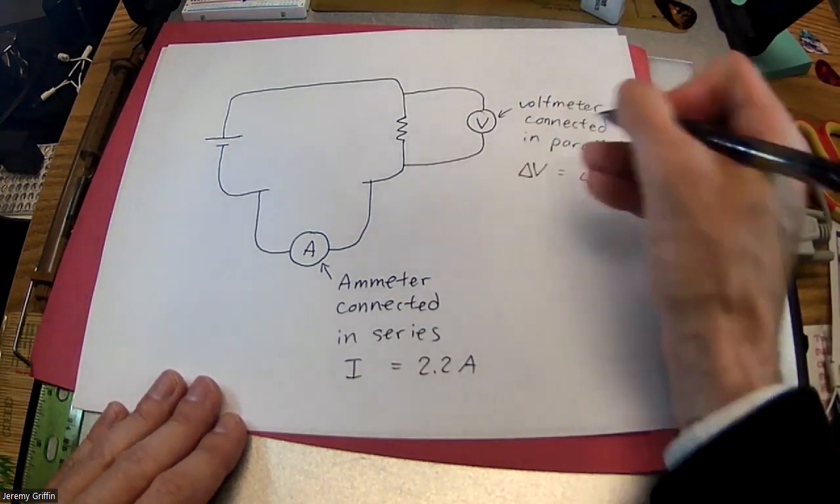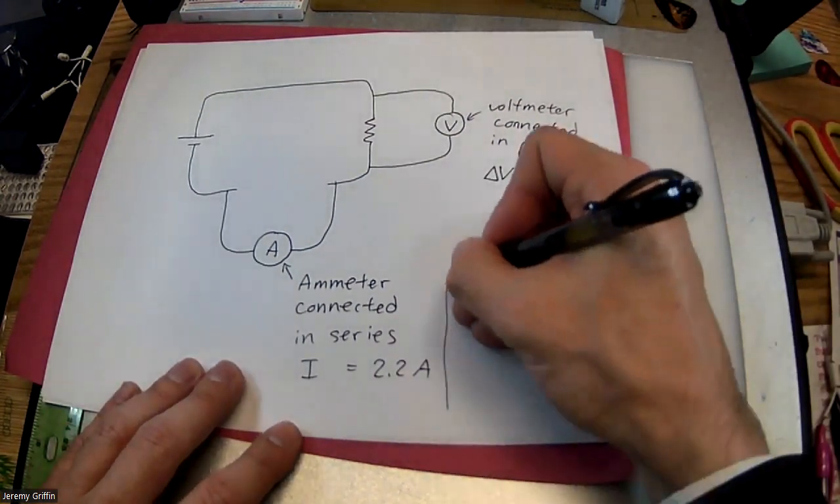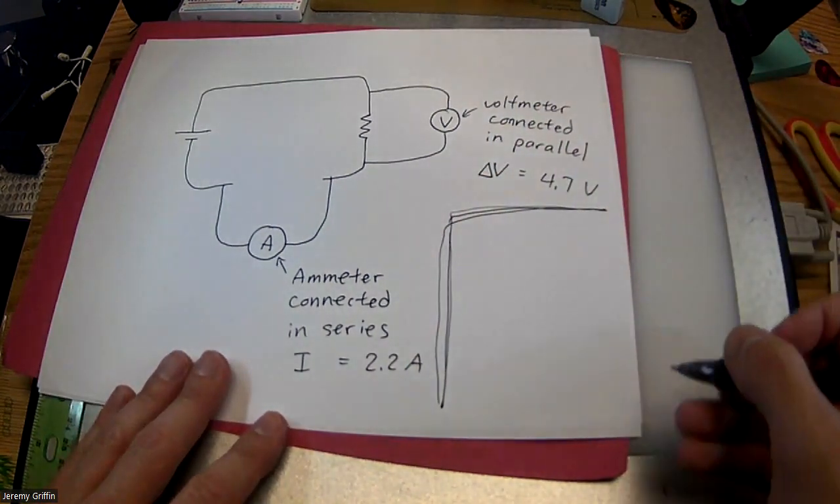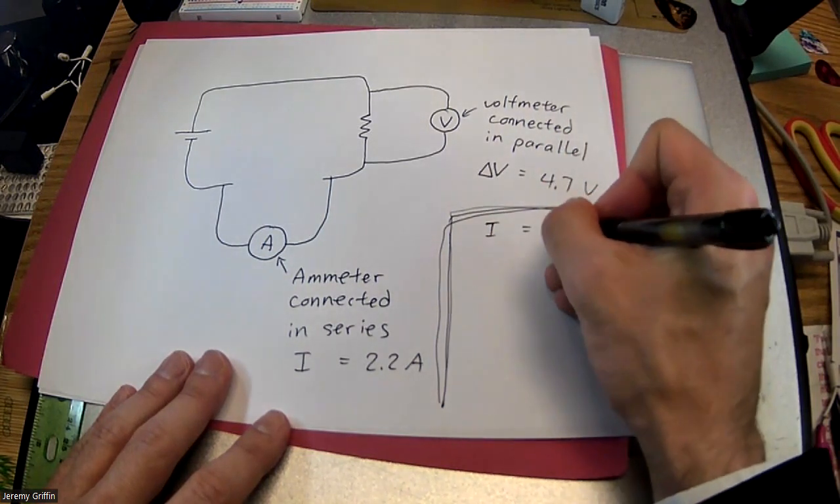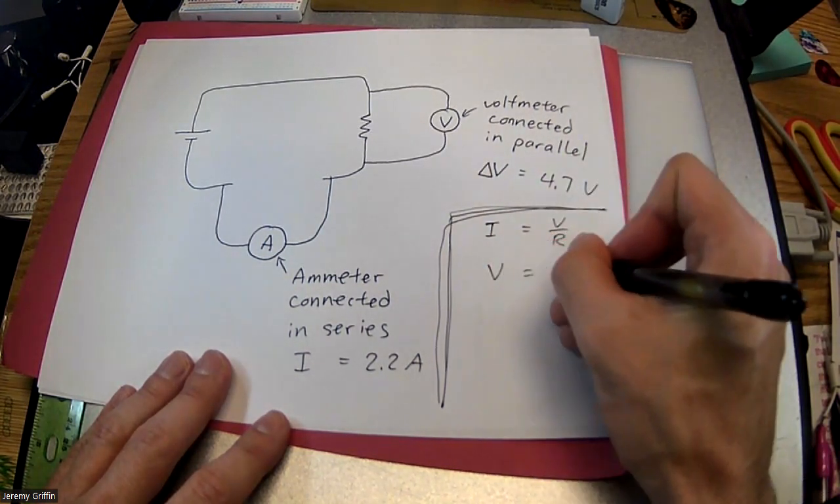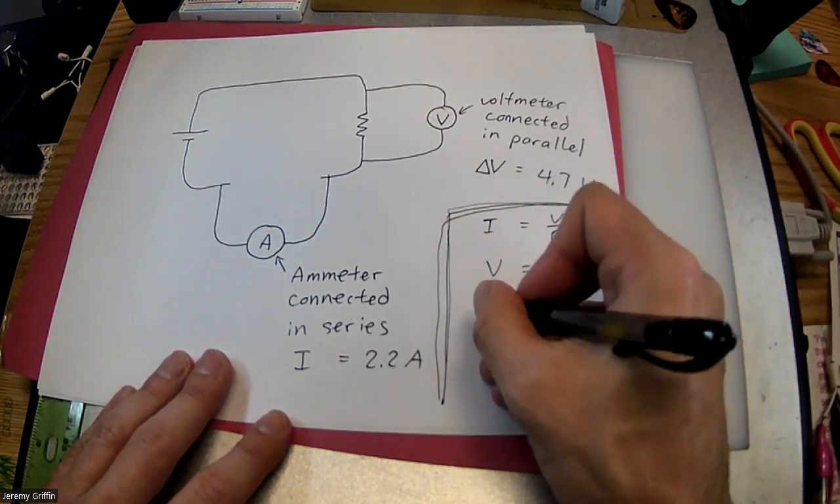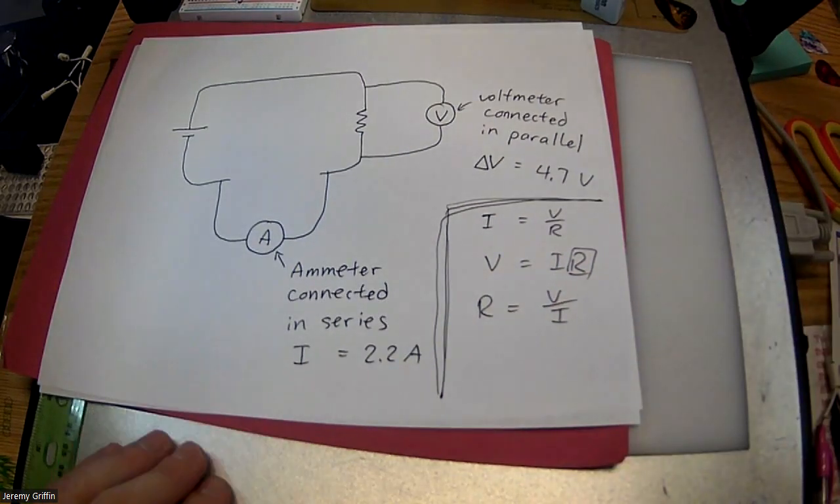Can we use Ohm's law to figure out what's the resistance of that bulb? You do I equals V over R, or sometimes you see it this way, V equals IR. But if we're solving for resistance, isn't resistance equal to V over I? That would also be true.